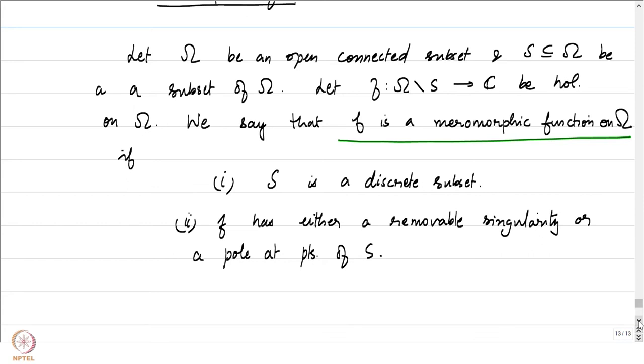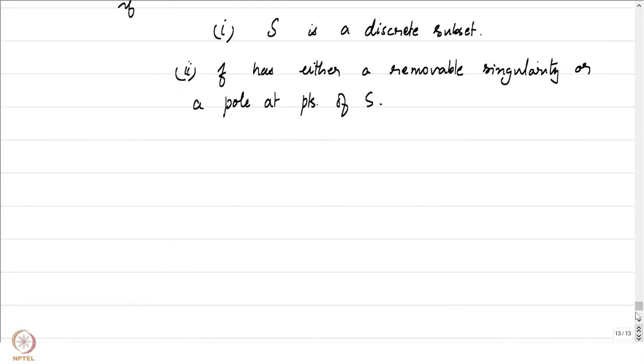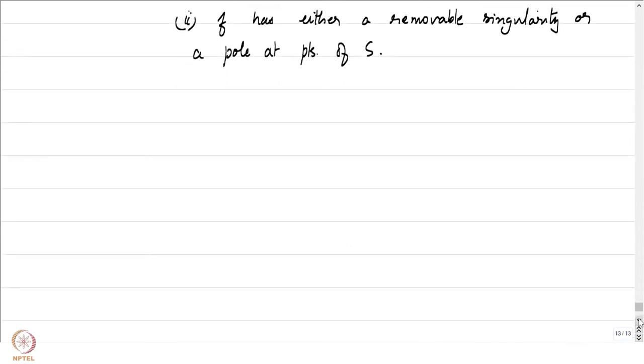If these two conditions are satisfied, then we say that f is a meromorphic function on omega. Notice that if z0 is a point in S where f has a removable singularity, effectively we can define f across the point z0. It extends to z0 as well. The poles are where we will not be able to extend it, but we know that as we approach the pole, the absolute value blows up.